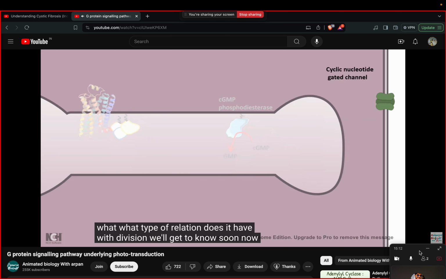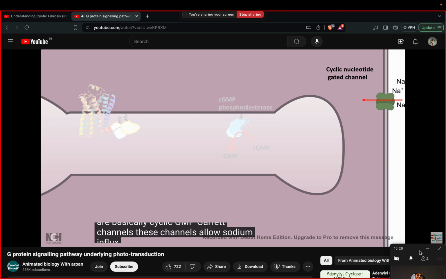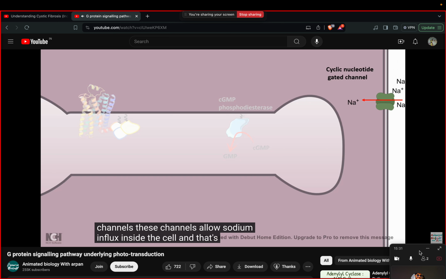We'll get to know soon. Now, normally, when there is a dark state or there is absence of light, there are cyclic nucleotide gated channels, which are basically cyclic GMP gated channels. These channels allow sodium influx inside the cell, and that's why the cells were always depolarized. Now, when there is no light, the cells are depolarized. I repeat, when there is no light or in a dark situation, the cells are in a depolarized state.